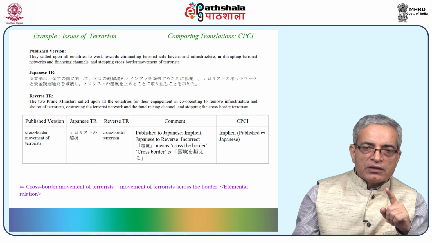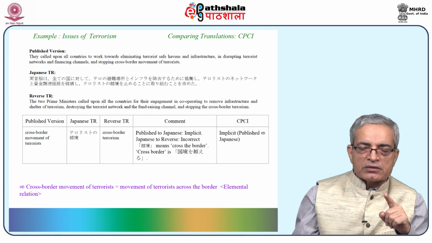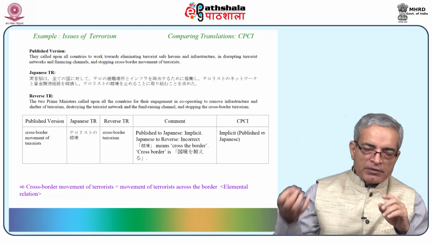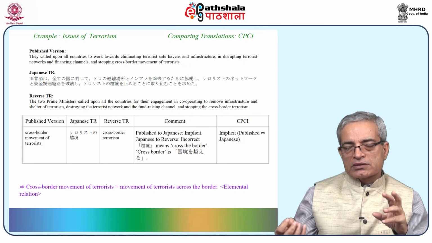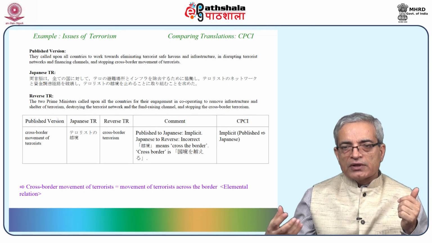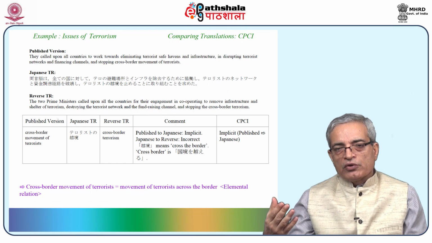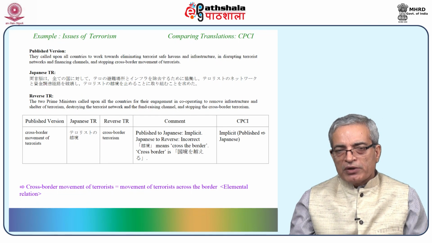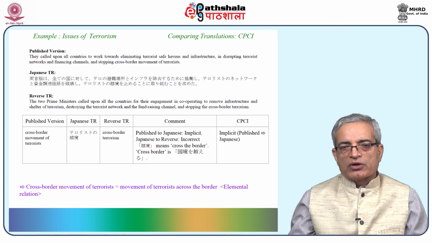And this is translated in reverse as cross-border terrorism. No, that's a different one. Cross-border terrorism is when the terrorism is happening in one country and it's originating from the other country. So meaning is slightly different, and therefore if you look at the published version and the Japanese translation, it's implicit translation. Then cross-border movement of terrorists in English can be said as movement of terrorists across the border. So it's a question of elemental relation.